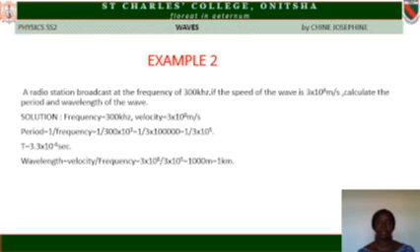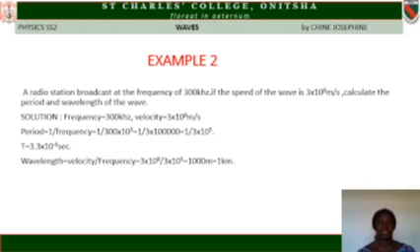Frequency now becomes 300 kilohertz. Remember that kilo is 1000. So that frequency will be 3 times 10 raised to power 5 hertz. Then velocity, which is given in the question, equals 3 times 10 raised to power 8 meters per second. Then we are asked to find period.